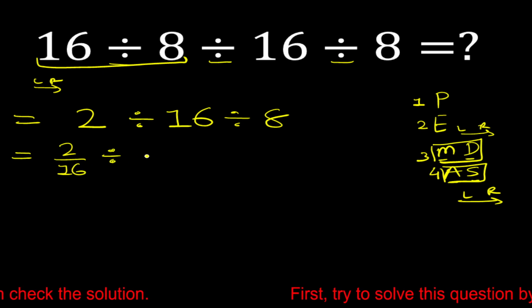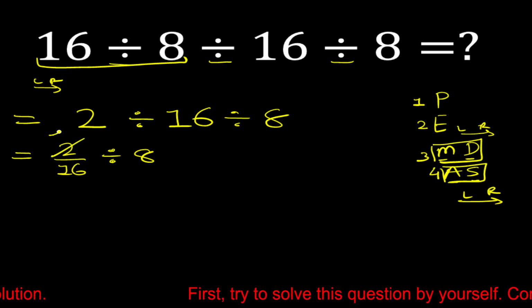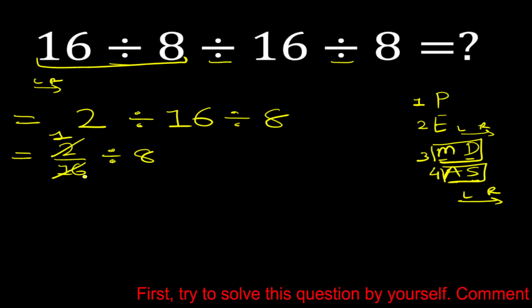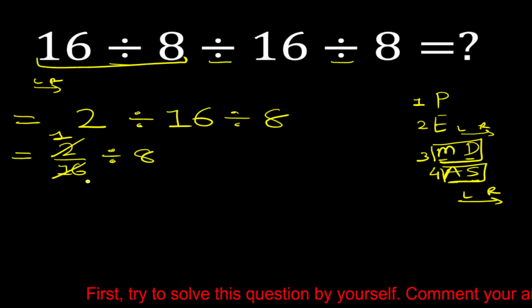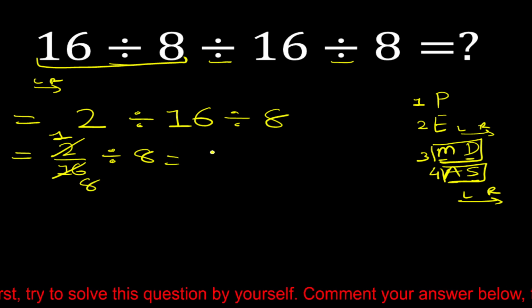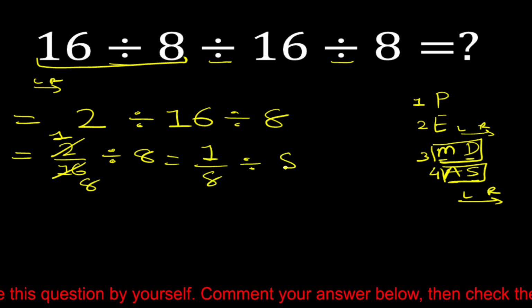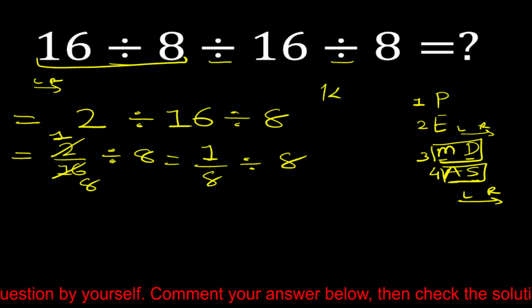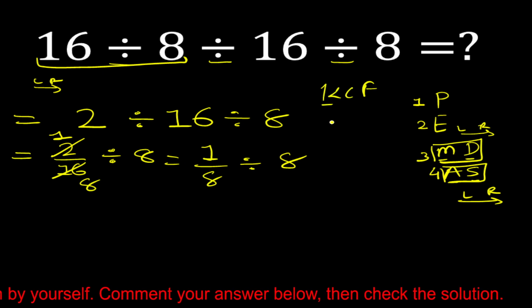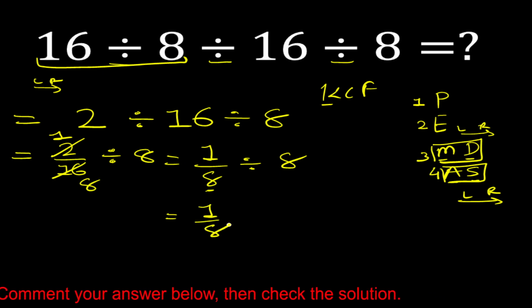Then divide by 8. So divide 2 by 2 is equal to 1. Now 16 divided by 2 is equal to 8. So now the expression becomes 1 by 8 divided by 8. Okay. So according to the KCF rule, K means keep this fraction the same as it is, 1 by 8.